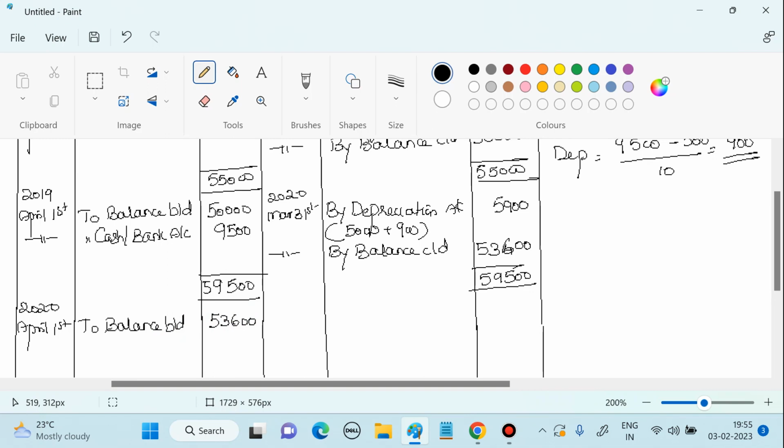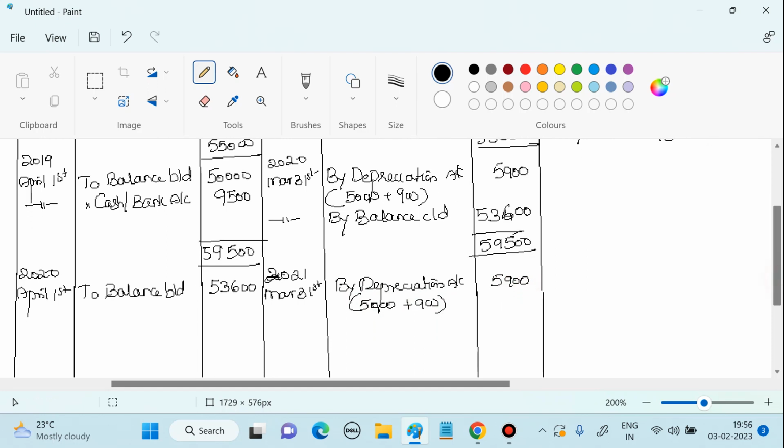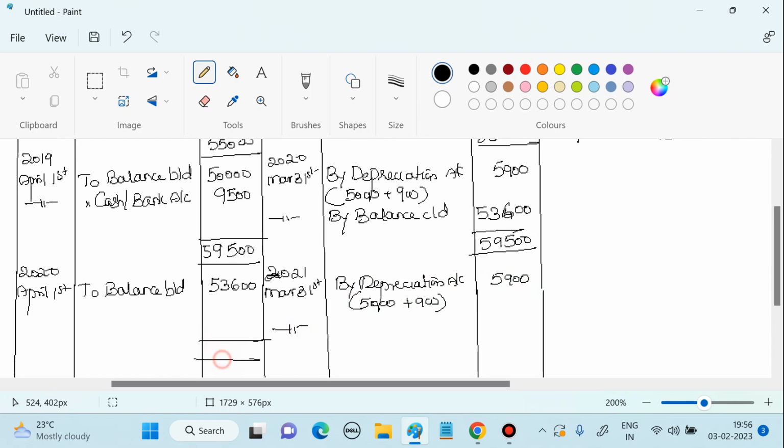now this year, third year, is from 1st April 2020 till 31st March 2021. Now, when was the addition? 1st of October 2021. So it is not during the current year. So this year, we go directly to the year end and provide for the depreciation by depreciation account. There are two machineries and both of them used for the entire year. So 5,000 plus 900, 5,900 you charge depreciation. And then you close this account. Is it clear?